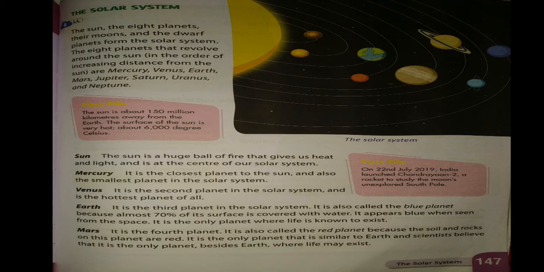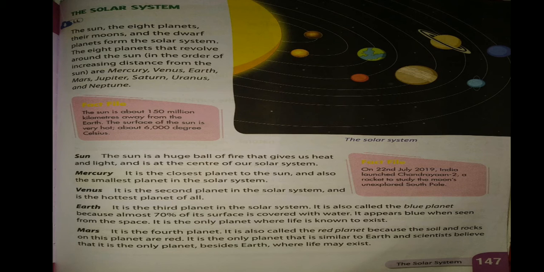Earth is the third planet in the solar system. It is also called the blue planet because almost 70% of its surface is covered with water, and it appears blue when seen from space. It is the only planet where life is known to exist.